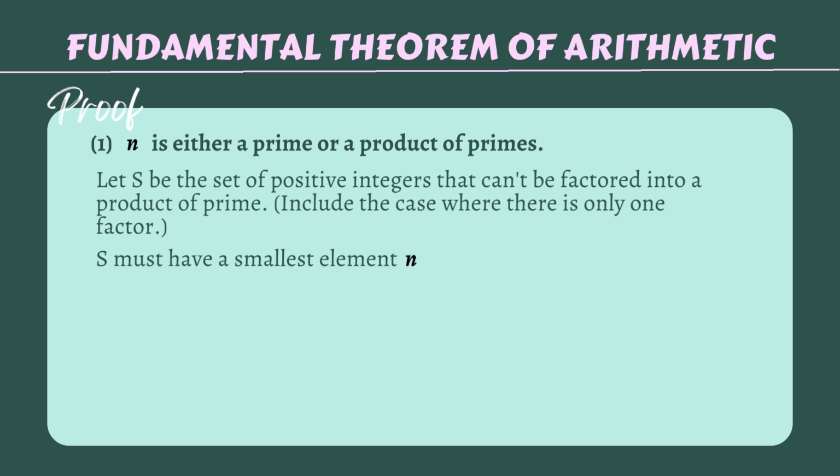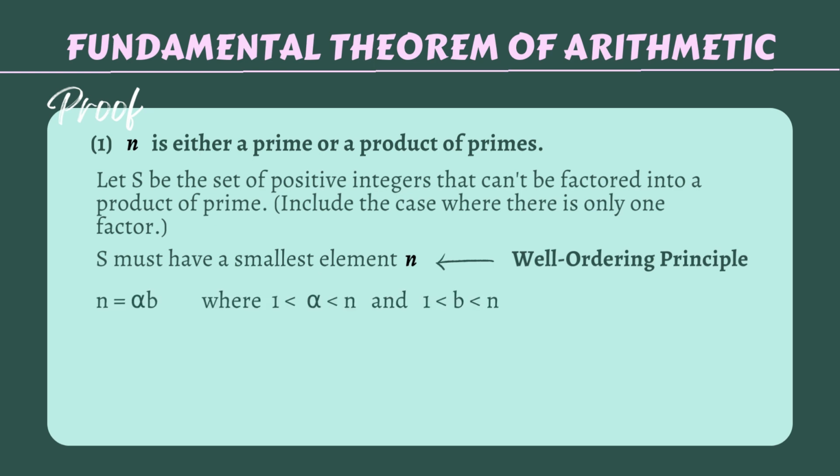S must have a smallest element n. Where did we get this statement? This is based on the well-ordering principle. We know that n is not a prime, therefore it must be a product of two numbers, except for 1 and the number itself. This means that a and b are greater than 1 but less than n, the number itself.